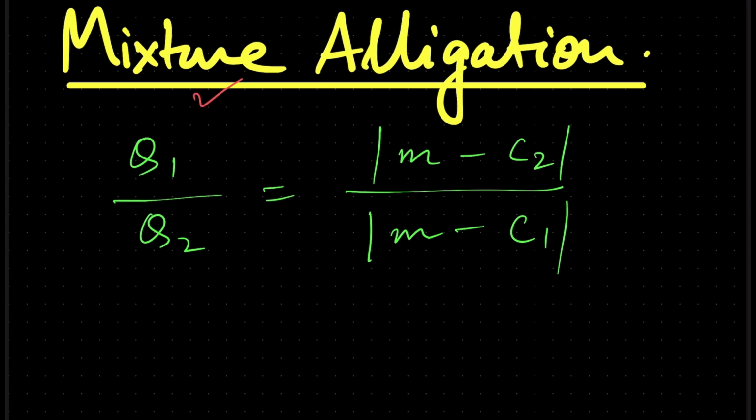So today let's see mixture alligation problems. So this formula you have to keep in mind, that is Q1 by Q2 is equal to mod of m minus C2 by mod of m minus C1.